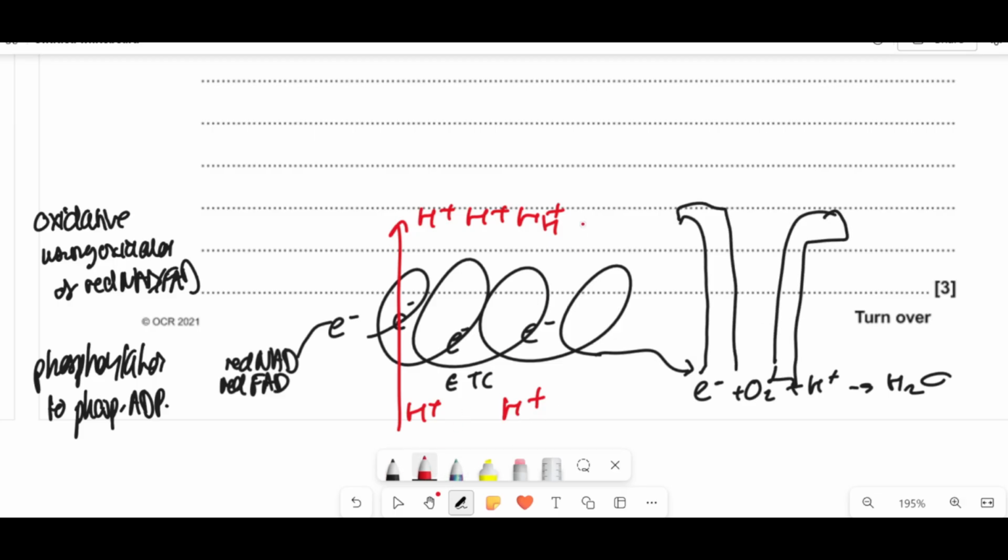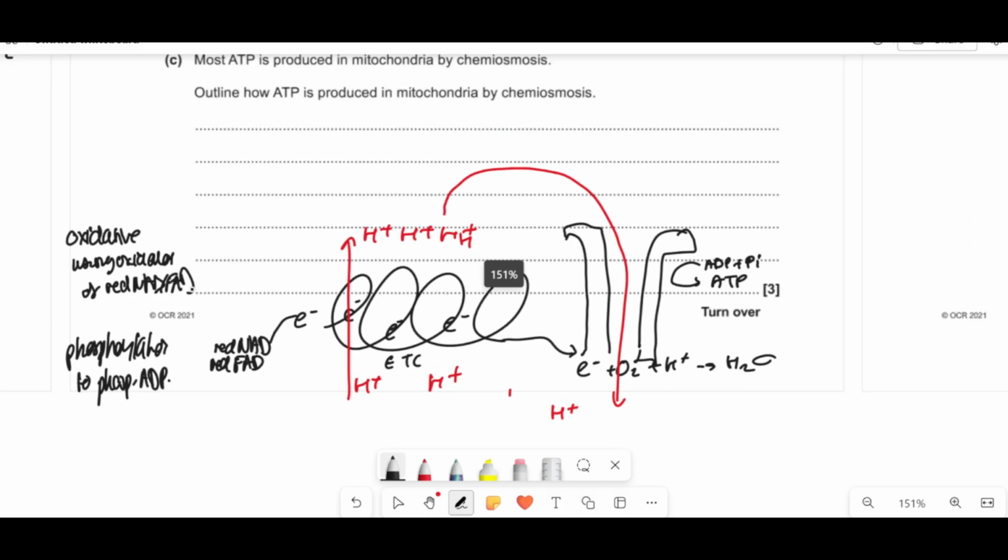So now we've created a concentration gradient that's higher here, lower here, using the energy from this. So then these H+ will move through here via facilitated diffusion back down here, and it will drive ATP synthesis. Their movement literally just combines these two together like that to make ATP. That's why it's called oxidative phosphorylation, because we're using oxidation to phosphorylate ADP.